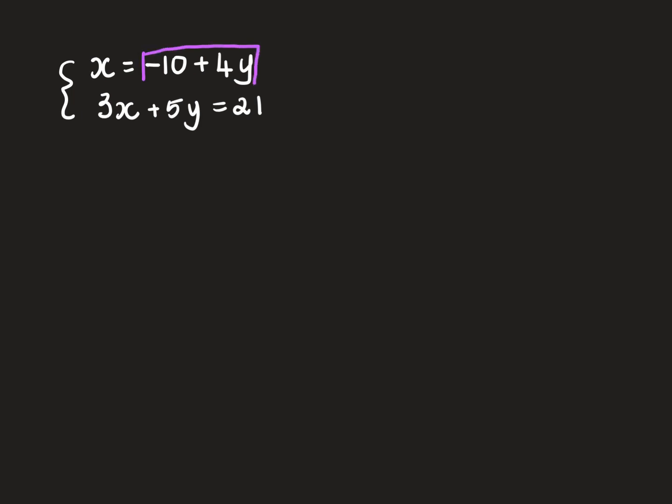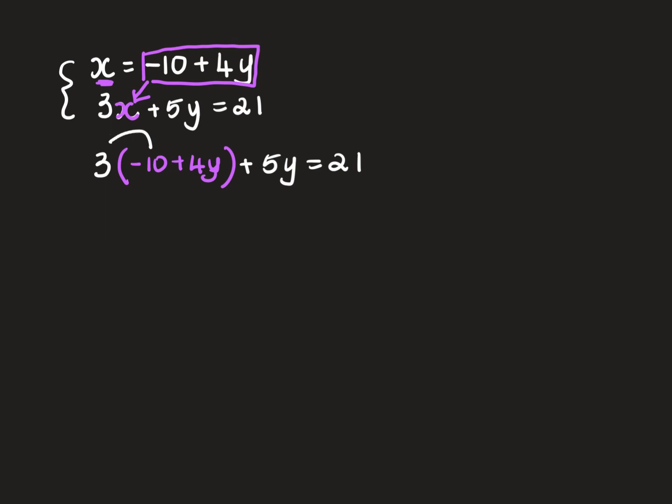Here is another set of simultaneous equations. We have x equals negative 10 plus 4y, and 3x plus 5y is equal to 21. Well, how am I going to do that? I know that x is equal to negative 10 plus 4y. Here is an x here. Instead of that x, I'm going to put in negative 10 plus 4y. Watch how I do it. 3 lots of x, which is negative 10 plus 4y. Then I continue on with the equation with this part here. Plus 5y is equal to 21.